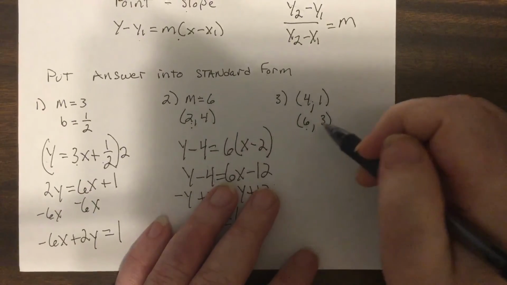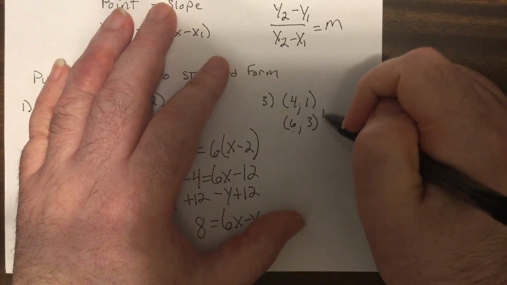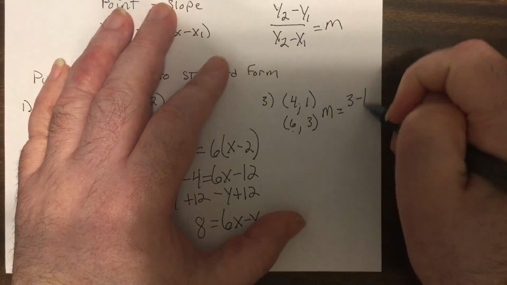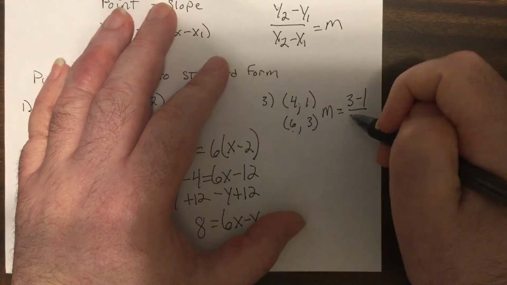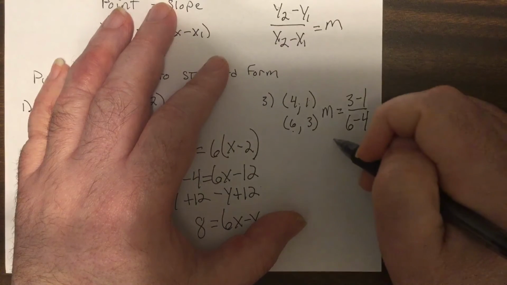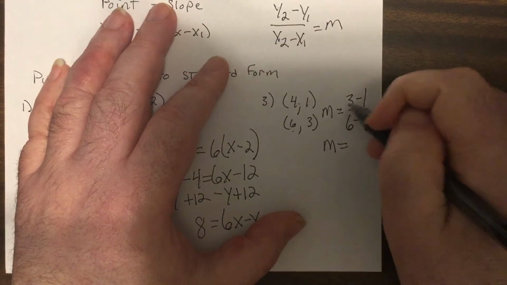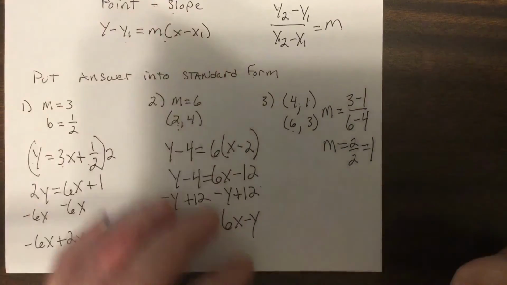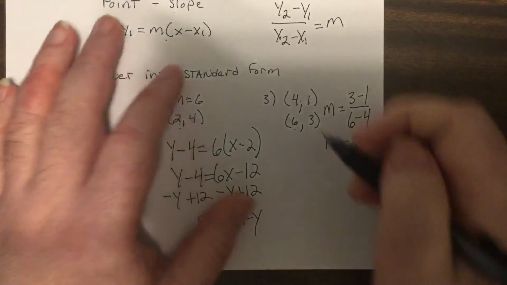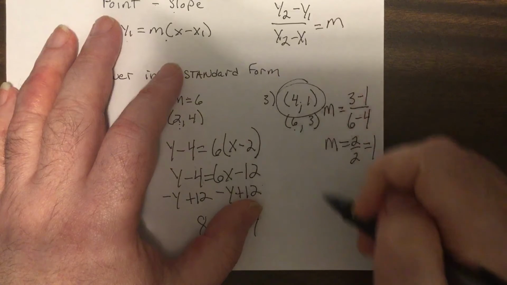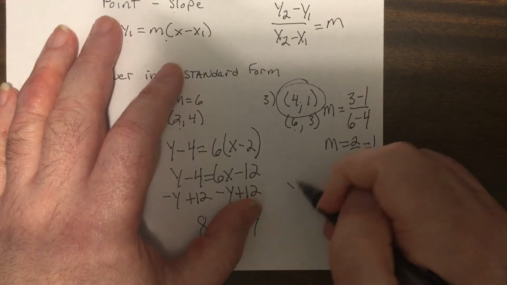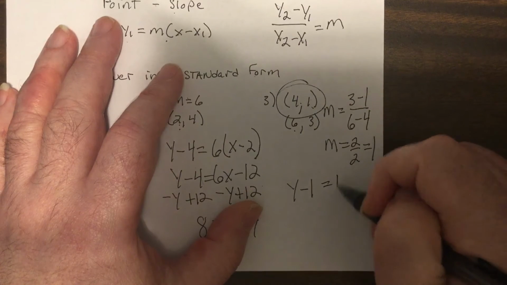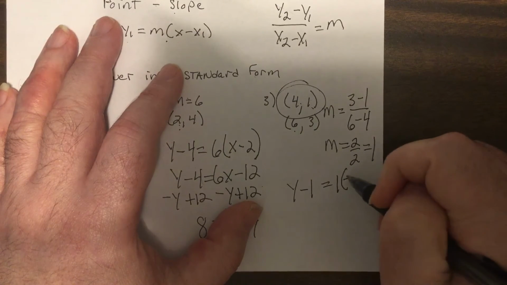Now this one, I don't have a point, but I can find the slope. So m equals change in y over change in x. So it's 2 over 2, which is 1. So I'm going to pick a point, it doesn't matter which point, either one's on the line. So y minus the 1 equals the slope 1 times x.